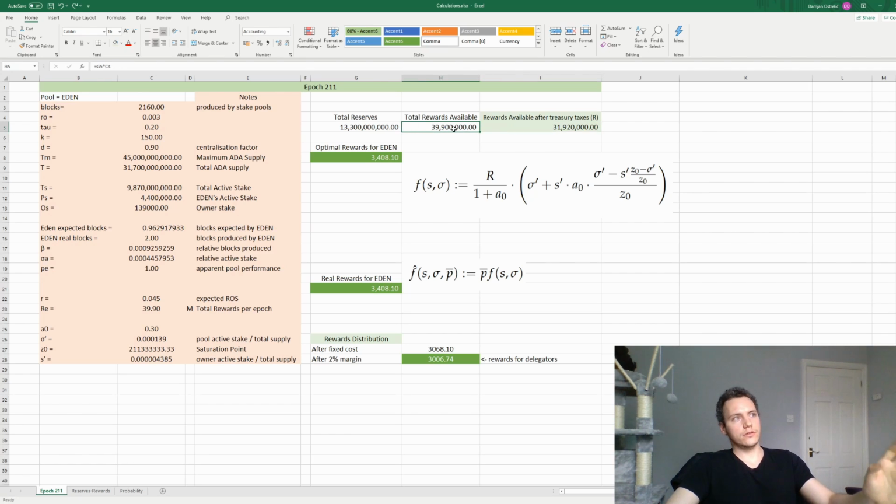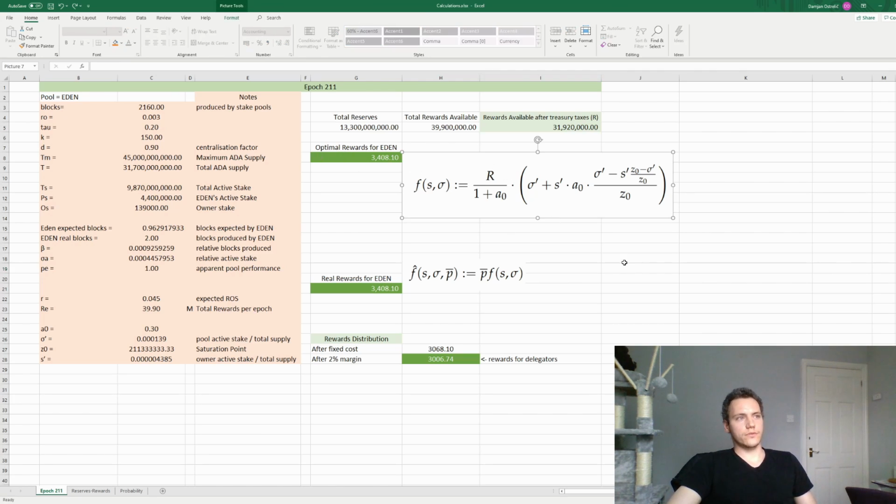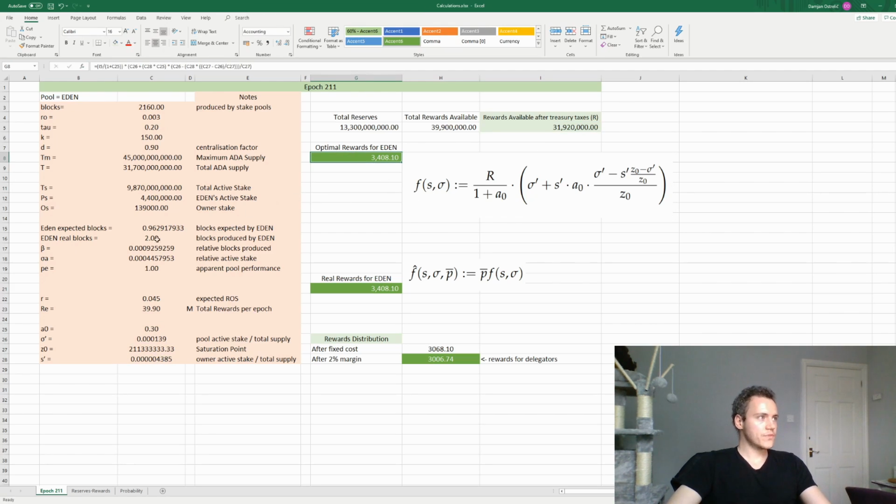So these are the total rewards available, and this is the number from which the treasury tax is taken out. So after that tax, we have 31.92 million of rewards to be distributed among all stake pools. Now that we have that number, that R, we can calculate the optimal rewards for a stake pool using this formula. Here I just entered this formula into this field, and I got, for example, for my pool, 3.408.